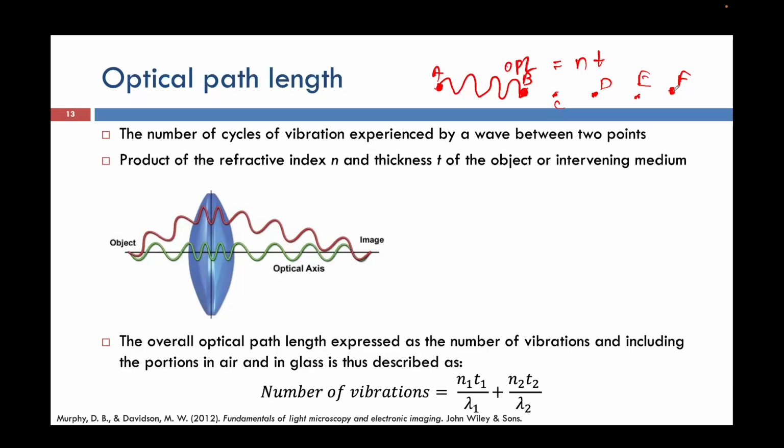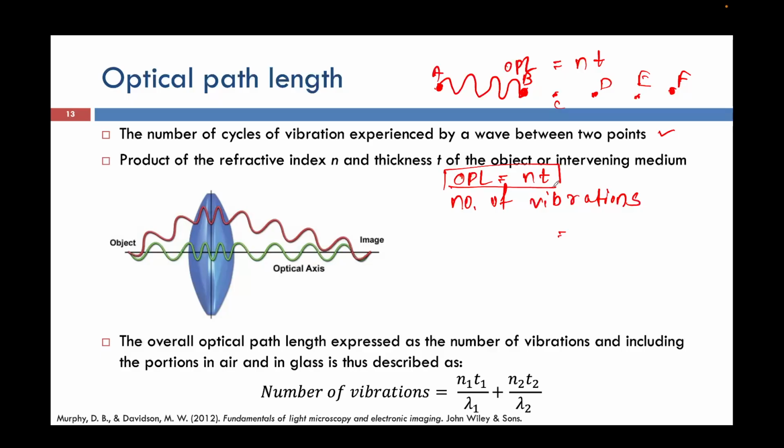Remember, this optical path length is given by the product of refractive index and thickness. So I am writing it here. Optical path length is nt. The cycle of vibration experienced by the wave is the optical path length, which is given by n into t. n is the refractive index, t is the thickness.